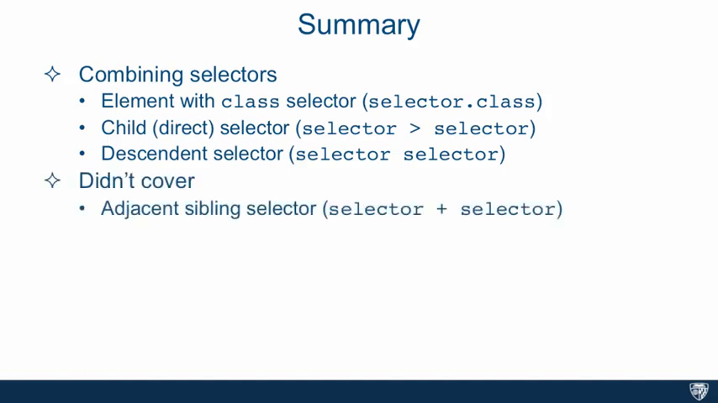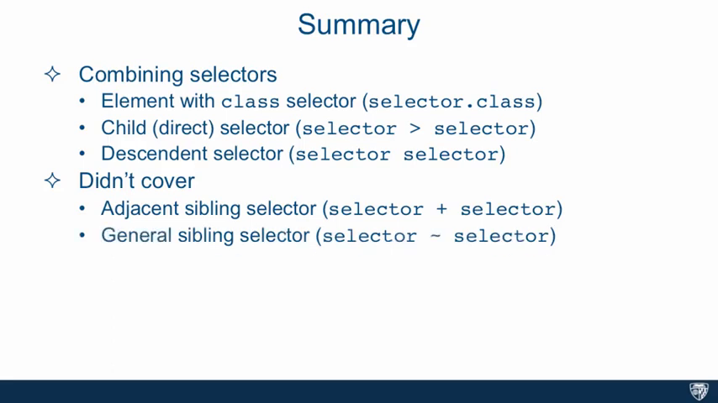There are a couple of combination selectors that we did not cover. For example, one is the adjacent selector and another one is the general sibling selector. Now, these selector combinations are a little bit less common than the other ones that I showed you, so I'll leave it up to you to look them up in the specification or online as to how they work. Next, we're going to talk about pseudo-class selectors.